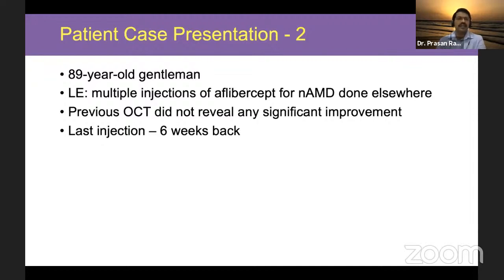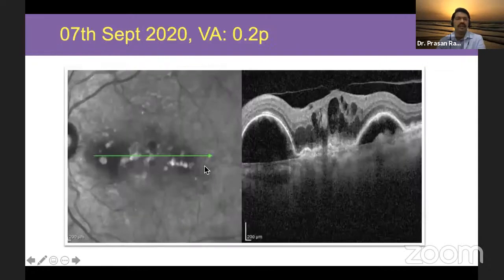My second case is an 89-year-old gentleman with left eye multiple injections of aflibercept done elsewhere. His previous OCTs did not show any significant improvement. The last injection was done at 6 weeks. This is his vision. He presented on 7th of September with a visual acuity of 0.2. You can note the OCT. He's got vitreomacular traction and a large intraretinal cyst. You have a subretinal hyperreflective band present. You also have RPE elevations with some hyperreflectivity over the Bruch's membrane.